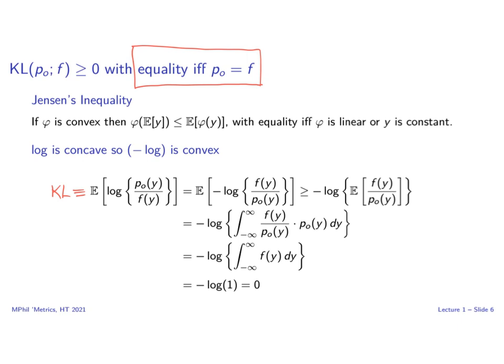Well, if we take a closer look at this expression, if f is exactly the same thing as P0, then from the very start we would end up with a ratio of 1. We would have P0 of y over P0 of y, which is 1. So we would be in the case where the random variable to which we're applying Jensen's inequality is a constant. Therefore, if indeed our model is correct, the Kullback-Leibler divergence is exactly equal to 0.